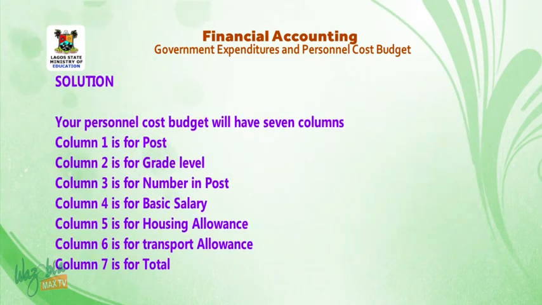Solution. Your personnel cost budget will have 7 columns. Column 1 is for post. Column 2 is for grade level. Column 3 is for number in post. Column 4 is for basic salary. Column 5 is for housing allowance. Column 6 is for transport allowance. Column 7 is for total.